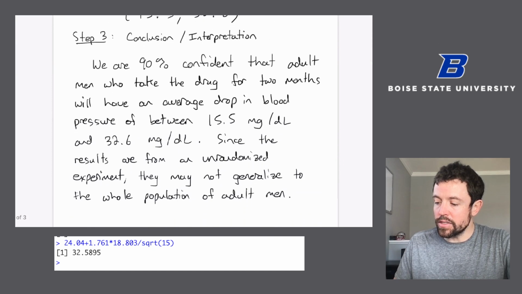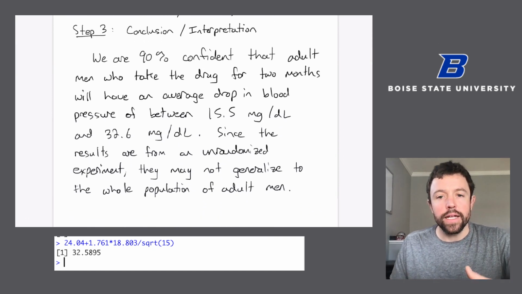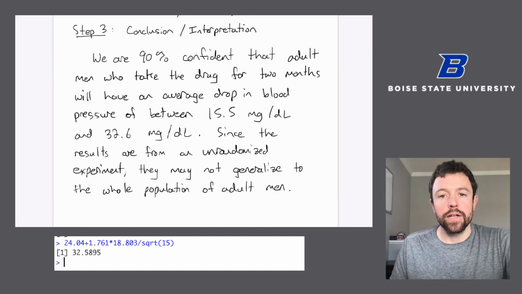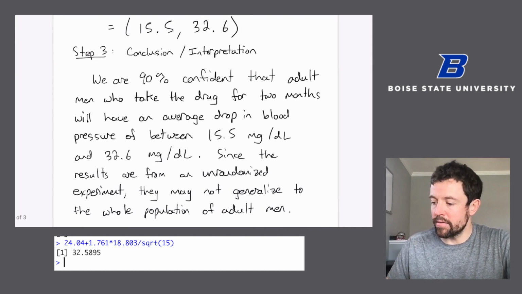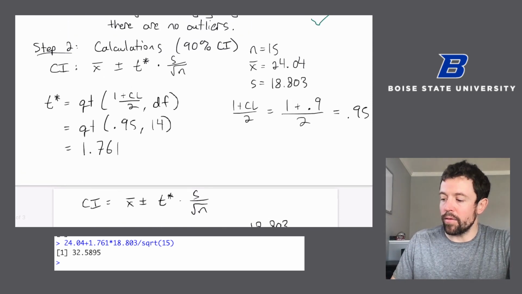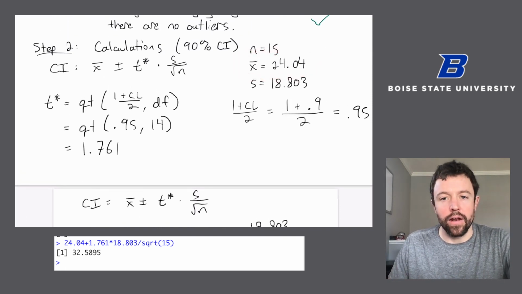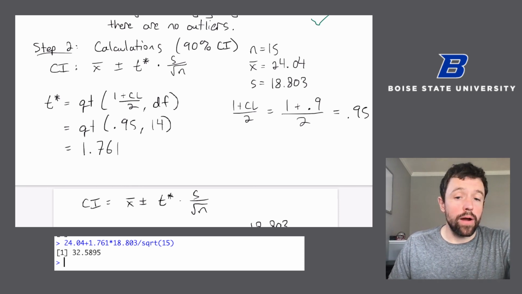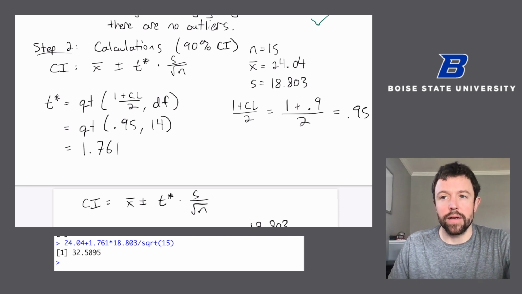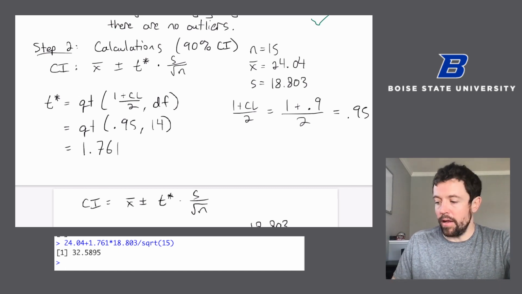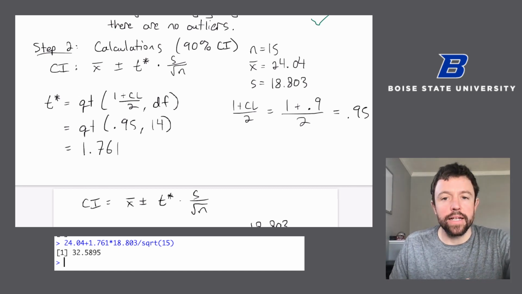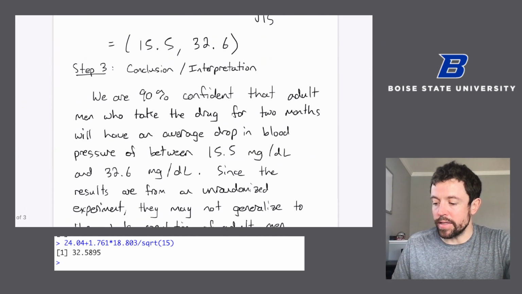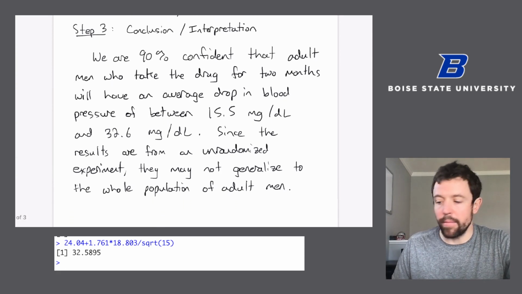All right, finally, in the conclusion/interpretation, the whole idea of a confidence interval is that we don't want to just give our estimate, right? So here X bar was 24.04, and we could just say, people who take this drug for 2 months, their cholesterol drops by about 24 milligrams per deciliter on average. However, we know that number is probably not exactly right because it's a sample estimating a population, but also we don't, in that sentence, express how far off we think that number should be. And so the whole idea of a confidence interval is we are doing that. We're saying, hey, how far off do we think our estimate might be?